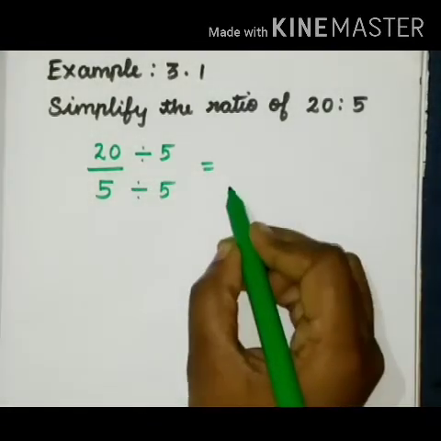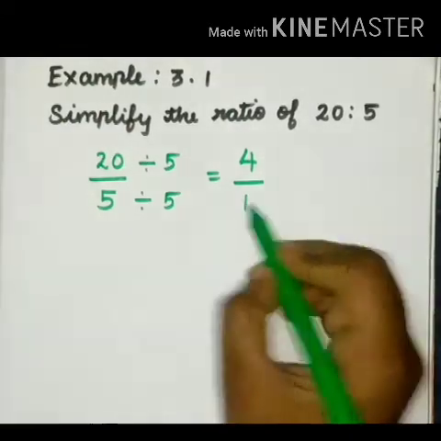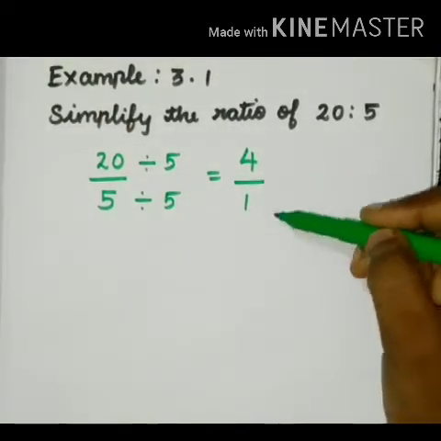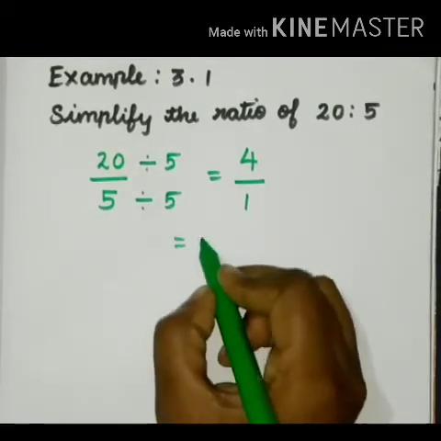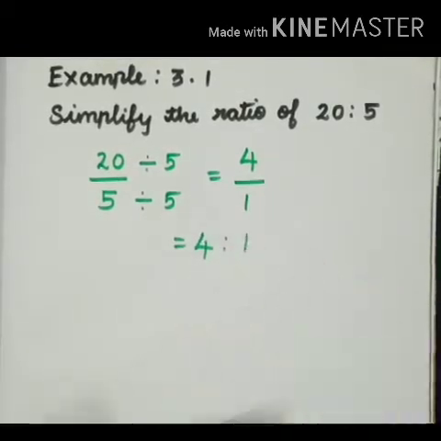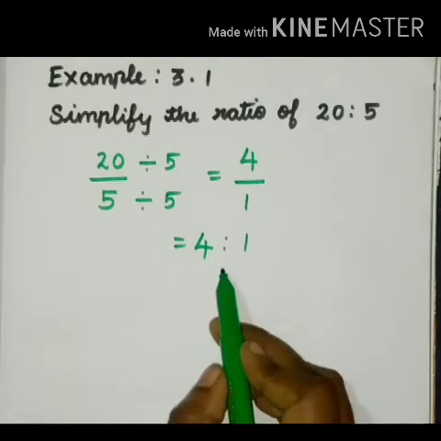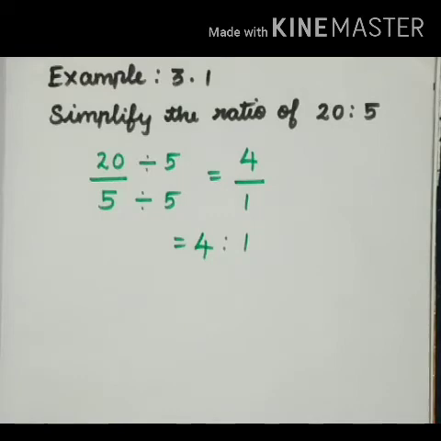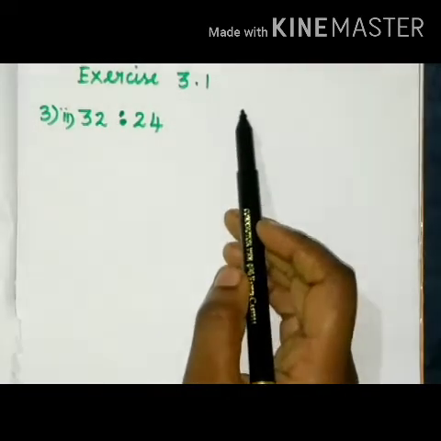20 divided by 5 is 4. 5 divided by 5 is 1. Further, we can't simplify the fraction 4 by 1. So, simply write it as 4 is to 1. Here 4 is to 1 is the simplified ratio. Next one is an exercise problem. Exercise 3.1.